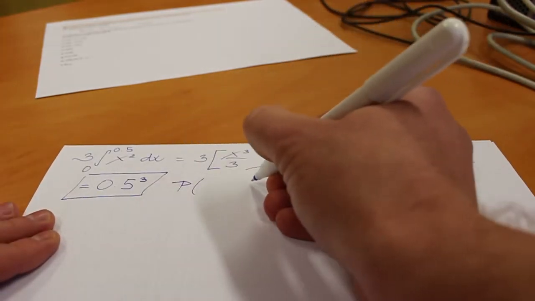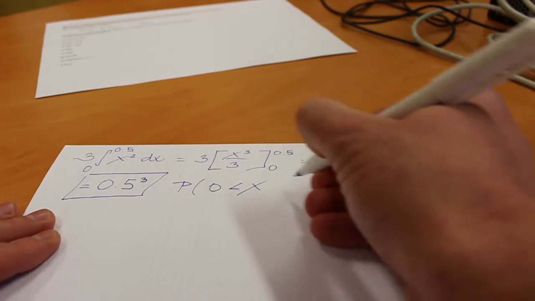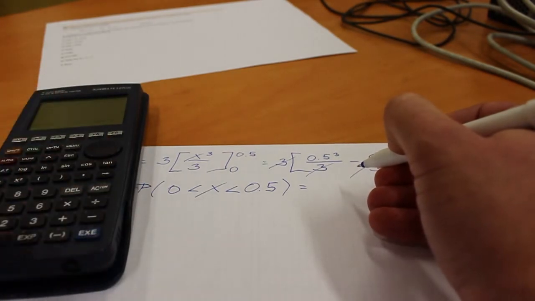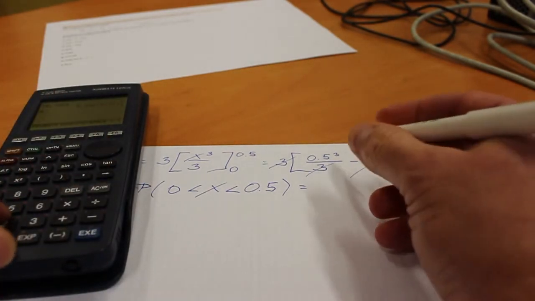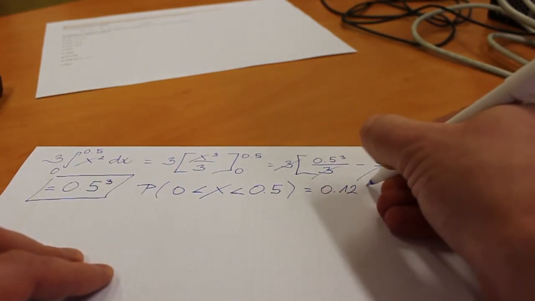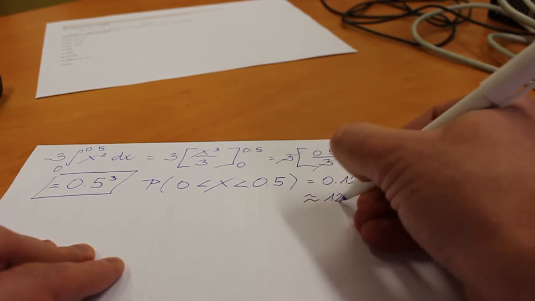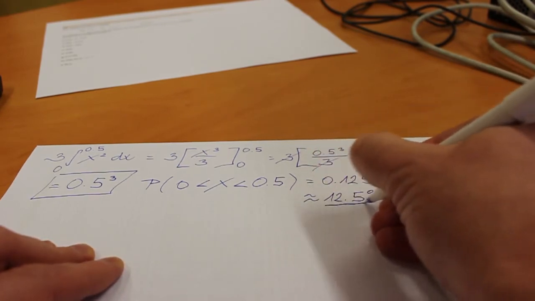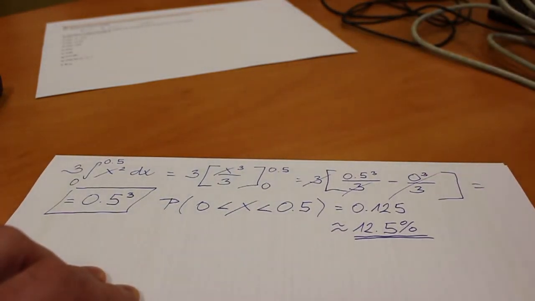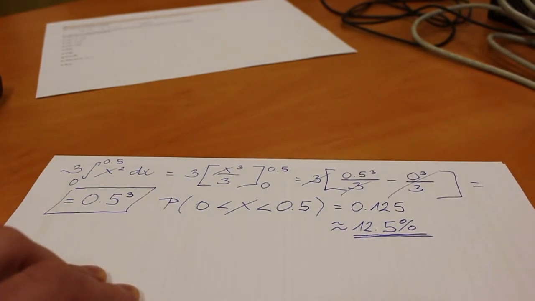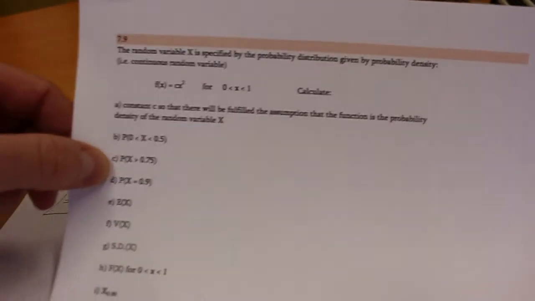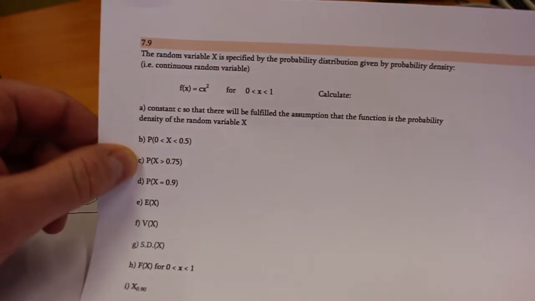Yes, so this is the result. So the probability that random variable x is higher than 0 and smaller than 0.5 is equal to 0.5 to the power of 3, which is 0.125, and this is 12.5%. Yes, so this is the probability that random variable x will be higher than 0 and smaller than 0.5.